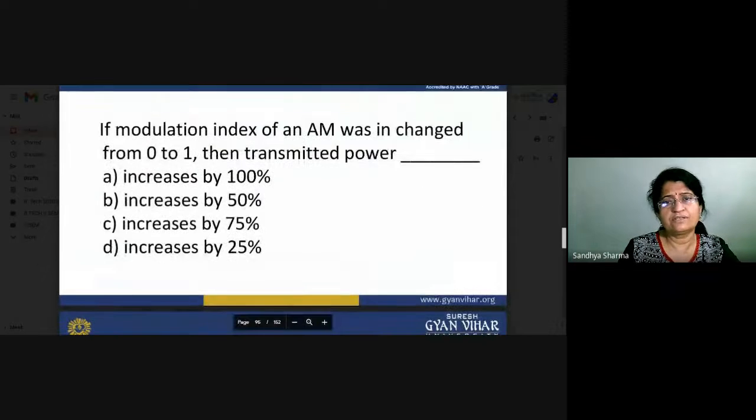How can you calculate the modulation index of AM? When we change it from 0 to 1, as we have read in our previous sections, what is the role of the modulation index in our transmitted power? The same will be reflected as we calculate the sideband power coefficient. So you can also calculate the SSB-SC efficiency by using this.